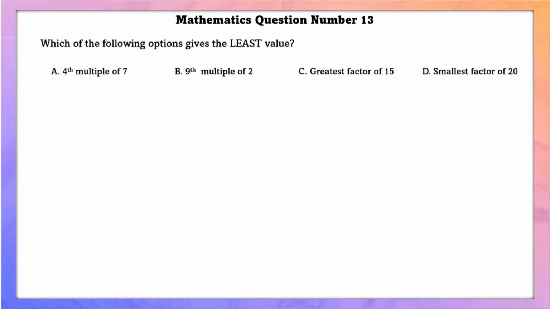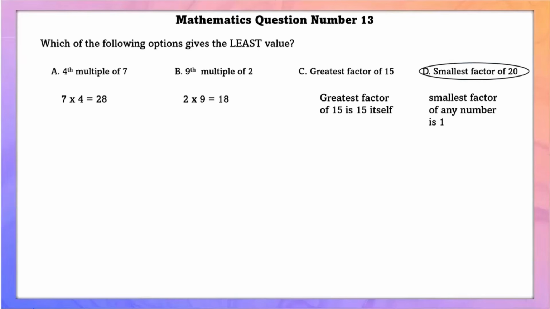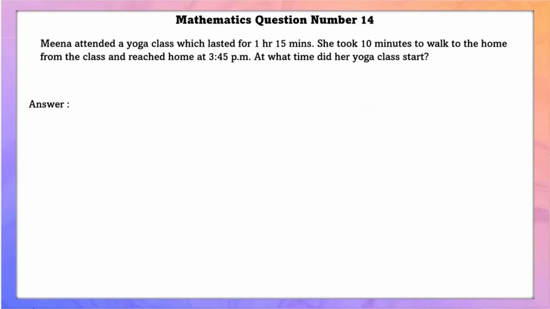Mathematics question number 13. Which of the following options gives the least value? Fourth multiple of 7 is 28, ninth multiple of 2 is 18, greatest factor of 15 is 15, smallest factor of 20 is 1. Therefore, the D option gives the least value.